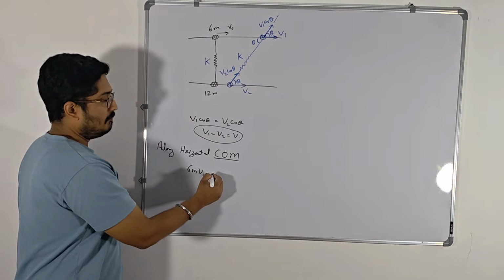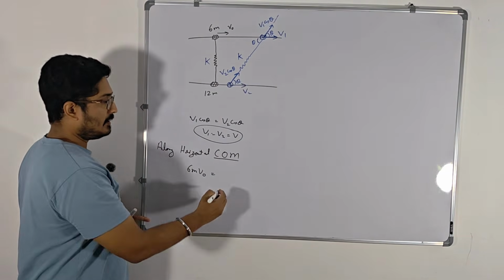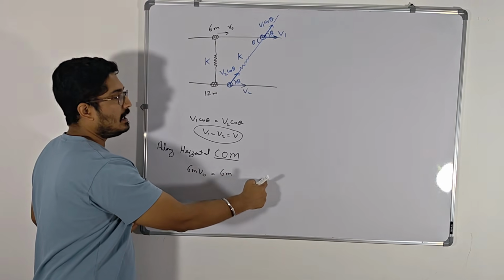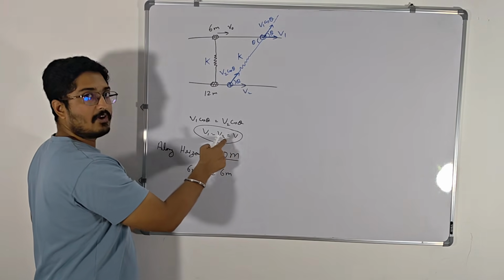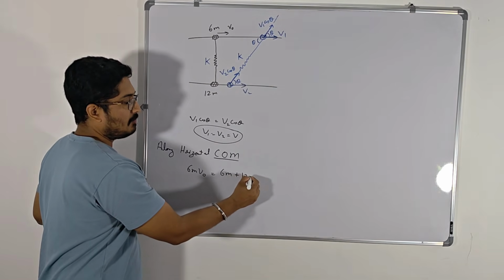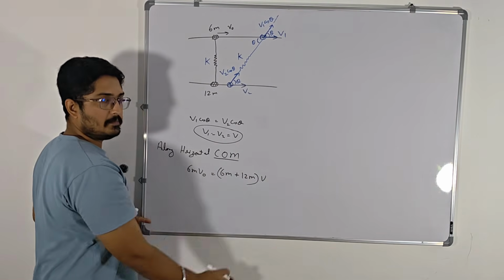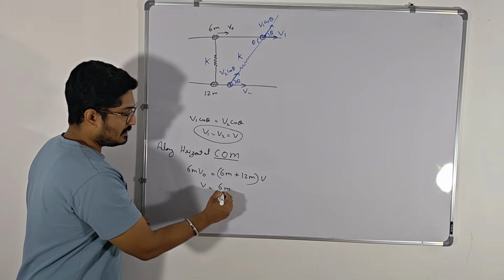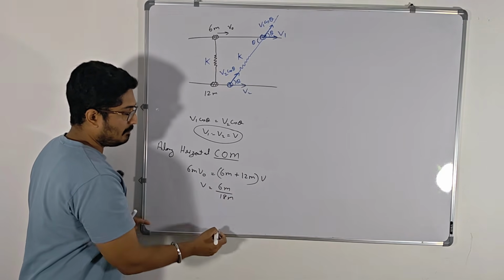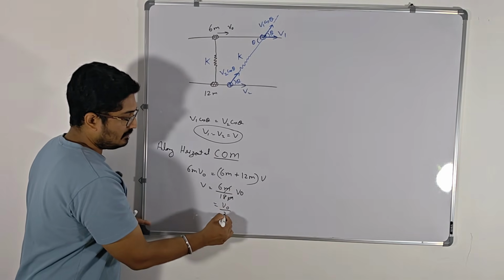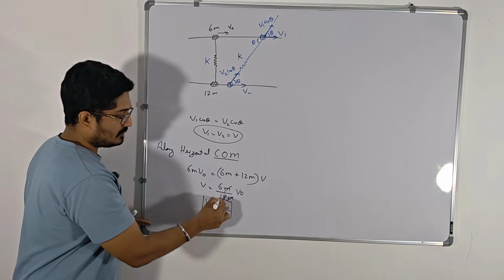And finally, both of them are having some velocity. So I can say it as 6m into v plus 12m into v. They both are having the same velocity at that moment. So if that is the case, I can say (6m plus 12m) times v. From here I can get v equals 6m divided by 18m, times v naught, and this comes out to be v naught by 3, my final velocity.